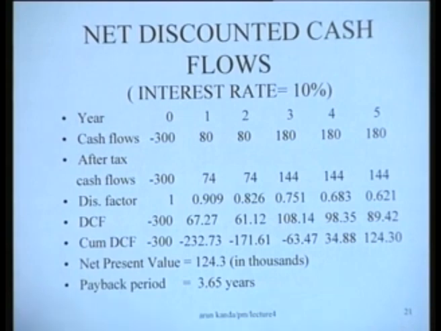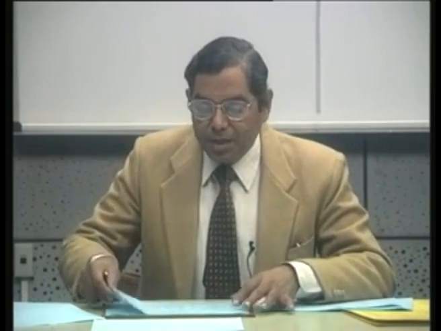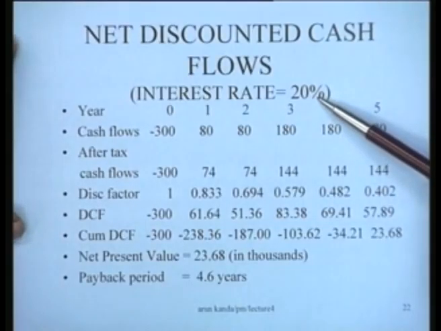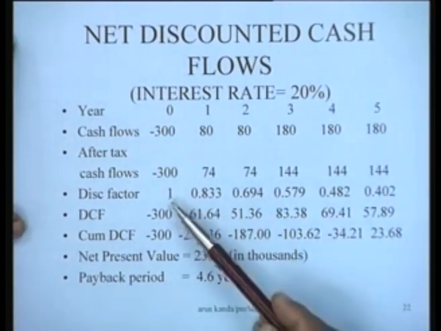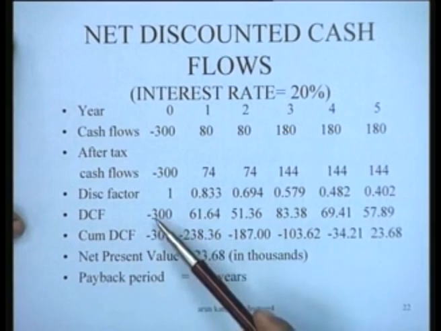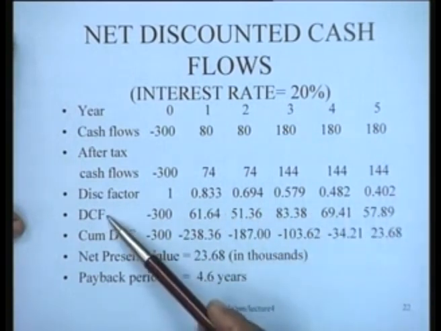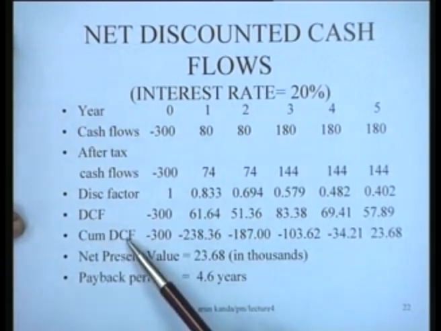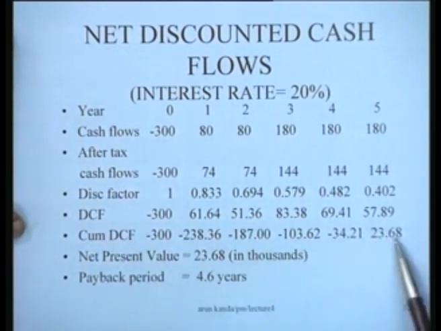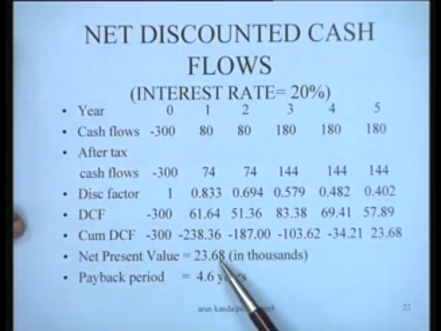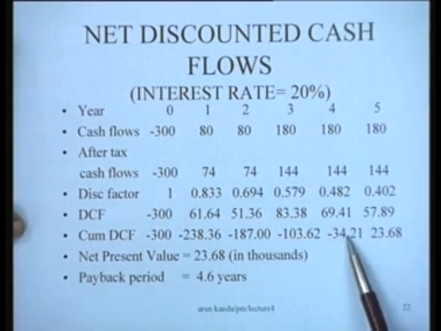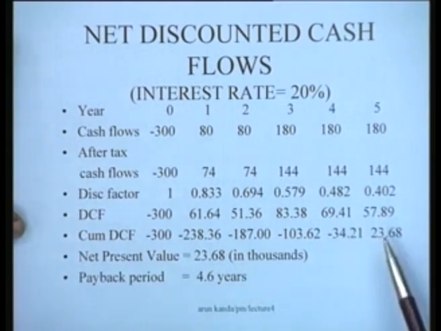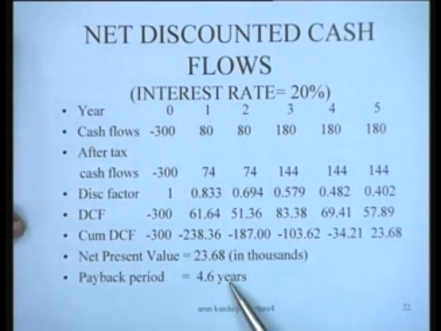Now, if we look at an interest rate of 20% rather than 10%, again what changes is the discount factors. Consequently, it changes the discounted cash flows which are here, and the cumulative discounted cash flows correspondingly. And what we find is that the net present worth is now only 23.68 thousand, and the payback period now lies between the fourth and the fifth period, which can be estimated again by linear interpolation to be 4.6 years. So the payback periods are going up and the net present values are coming down as the interest rates are going up, which is intuitively obvious.